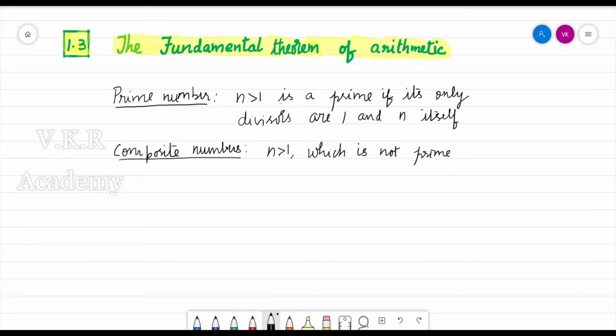Now we can have a small activity through which we can find all the prime numbers from 1 to 50. Just write down the numbers 1 to 50, all the integers from 1 to 50.